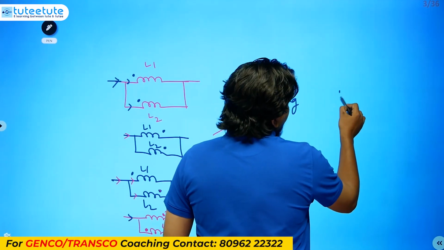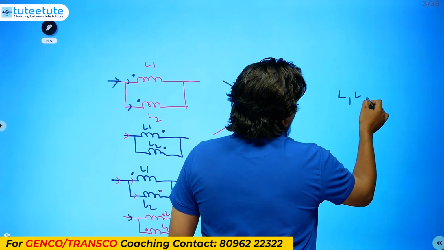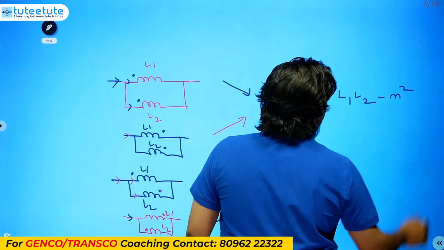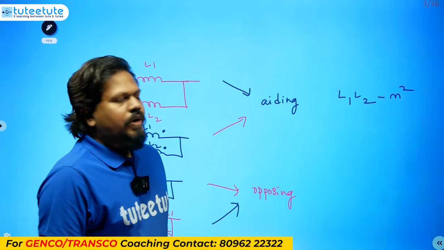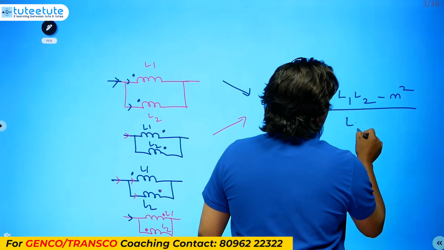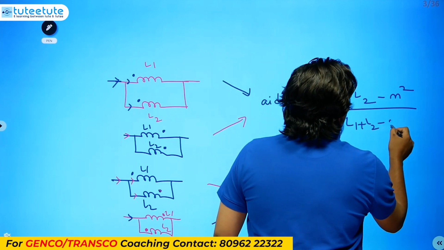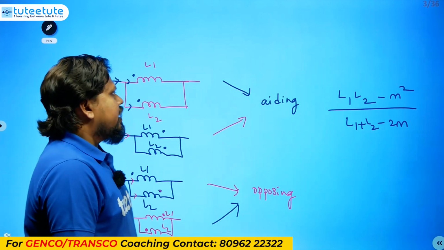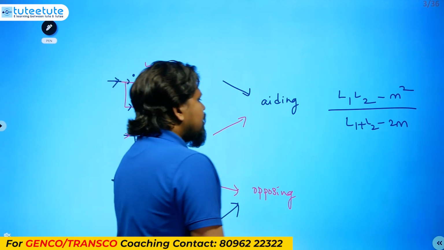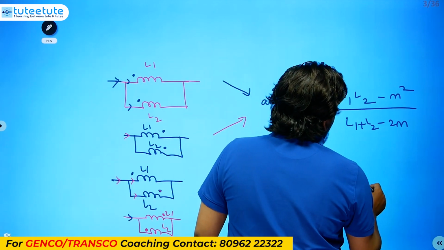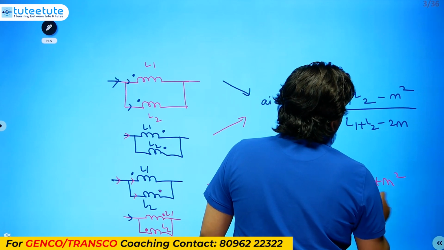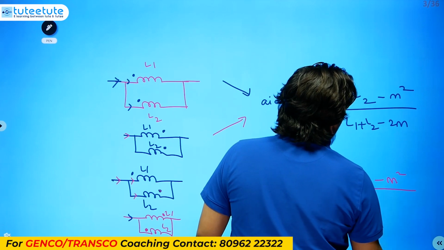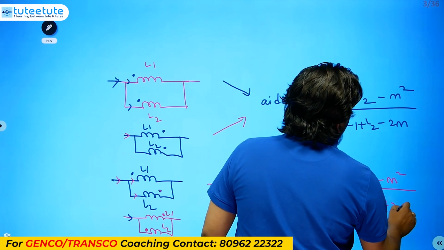Whenever it is aiding, the formula is L1 L2 minus M square, divided by L1 plus L2 minus 2M. This is for parallel aiding. Similar to this, whenever opposing is there, it is L1 L2 minus M square divided by L1 plus L2 plus 2M.